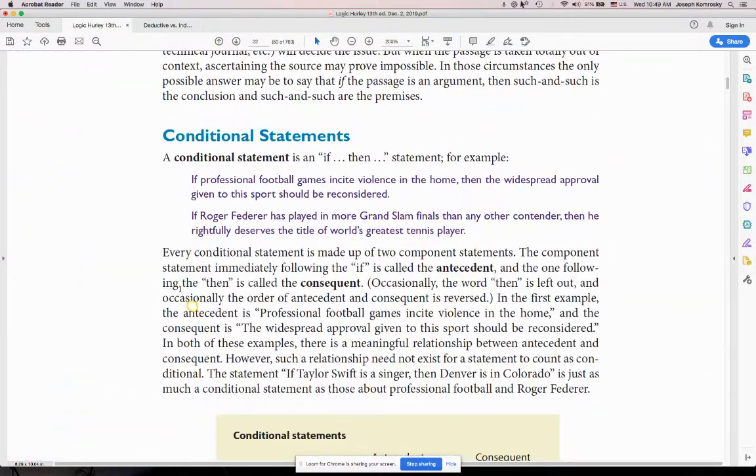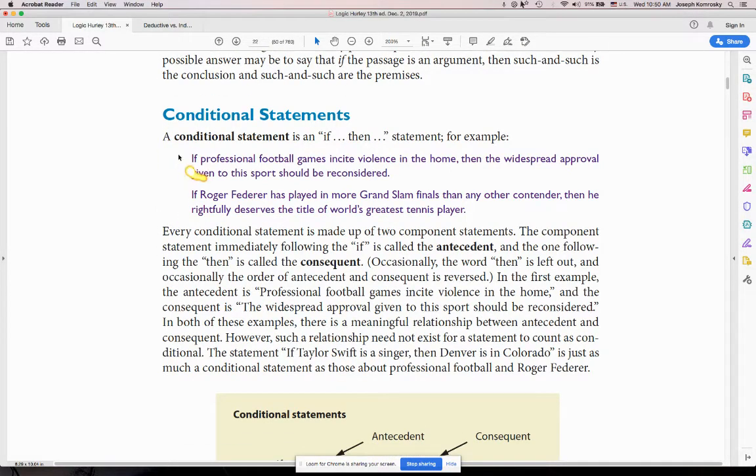Okay, so conditional statements. You're always going to see an if-then on the conditional statements. So if, blah, blah, blah, blah, comma, then. If, blah, blah, blah, blah, comma, then. Doesn't even really matter what's after that if or then, just the fact that you see an if-then statement, it's a conditional statement. And whatever follows the if is called the antecedent, and whatever follows the then is called the consequent. I'll let you read that section.